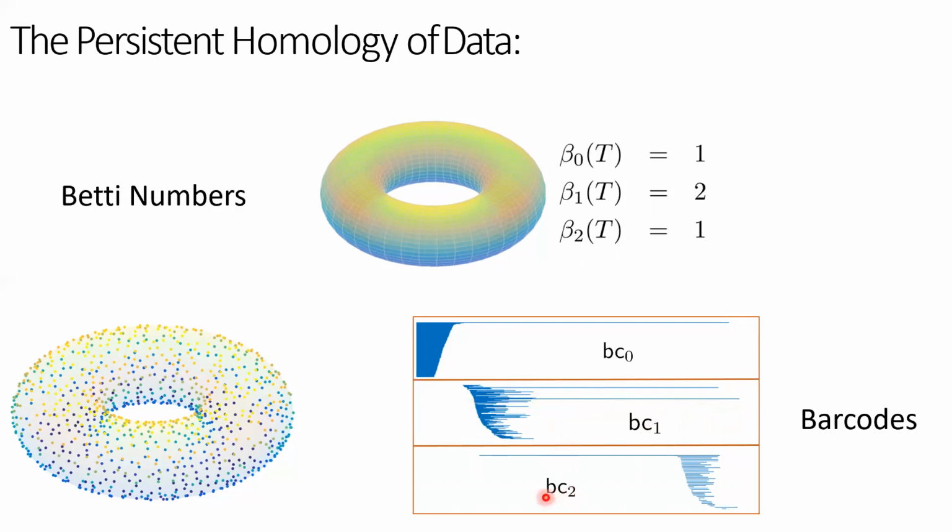The same here in dimension 2, right? So you have this homological feature that lasts for a while, and then you have these other two-dimensional features that appear and disappear rather quickly.